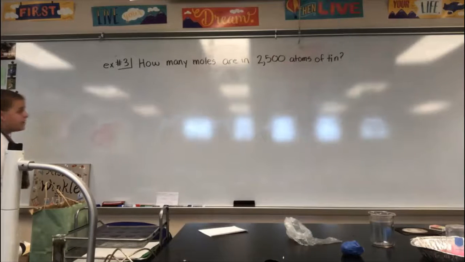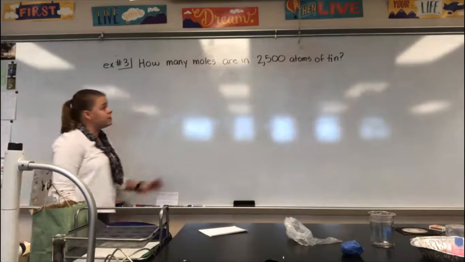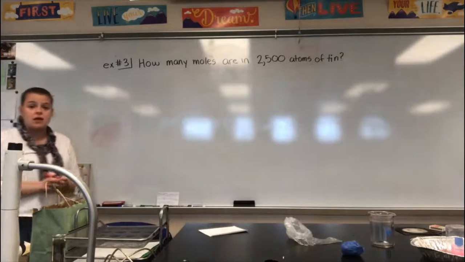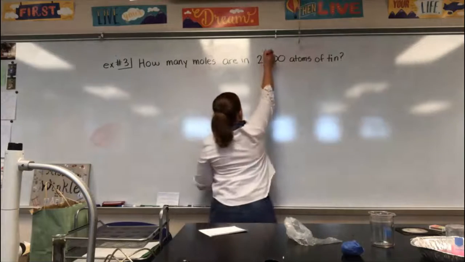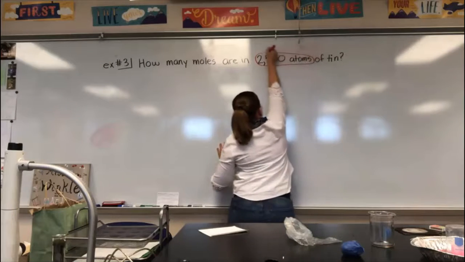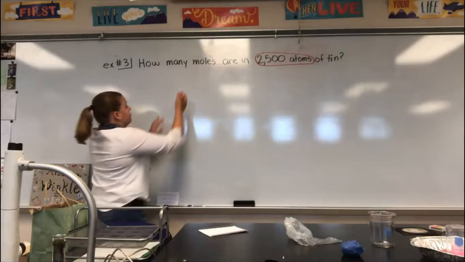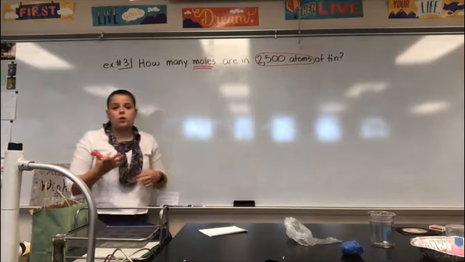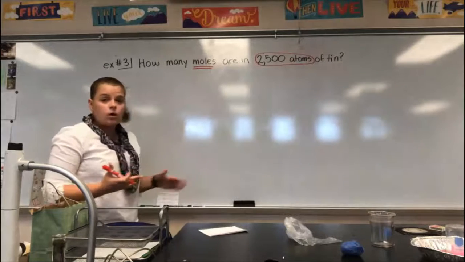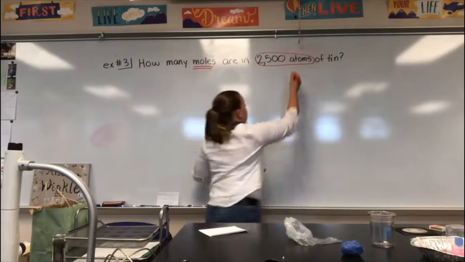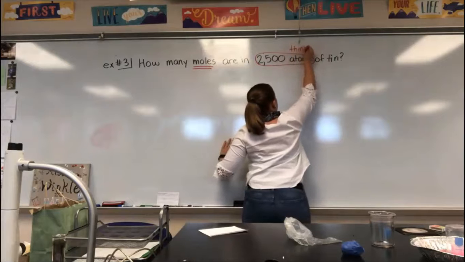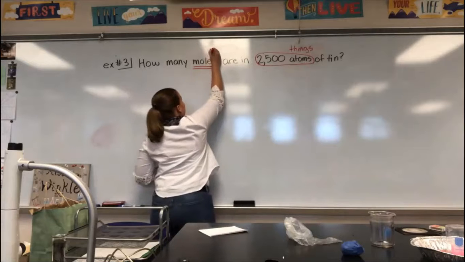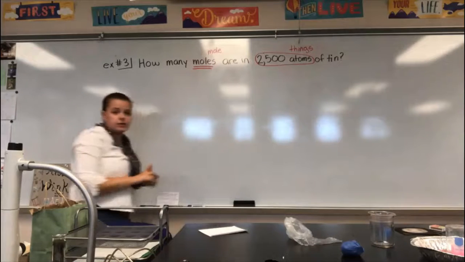Okay, now we have how many moles are in 2,500 atoms of tin. So again, we got to figure out what we're given. Well, we're given 2,500 atoms. And we are trying to find the number of moles, okay? So we got to look at our Mole Island sheet. Where are we starting at? Where are we going to? Well, if we're given atoms, we know that we're starting at Thanes. And we need to find moles, so we know we're going to end in moles at Mole Island, okay?